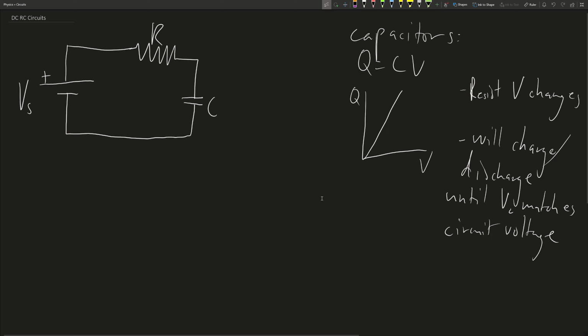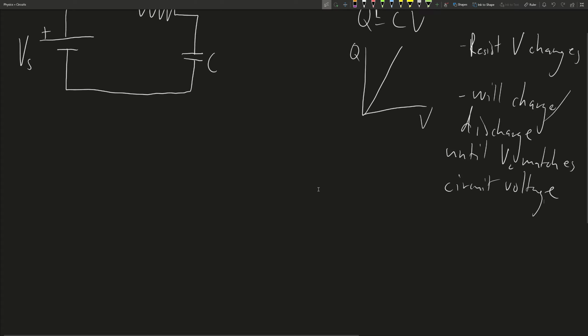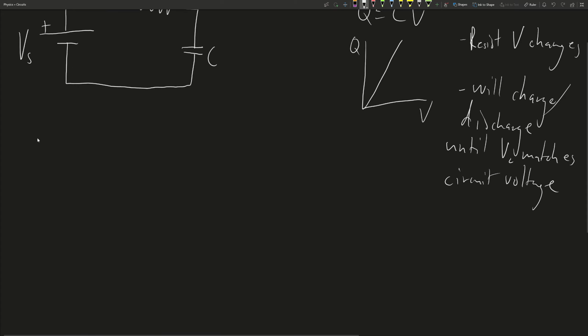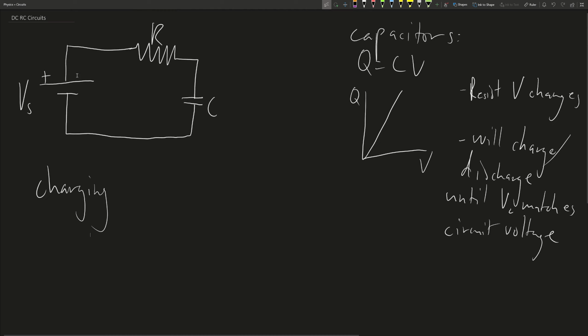Okay, now with these in mind, let's work out the behavior of a charging capacitor mathematically. So again, this is charging. We're starting off with a fully discharged capacitor. We're assuming it starts off at 0 volts across its plates, connected to a voltage source of Vs in this resistor capacitor series configuration, which we call an RC circuit.